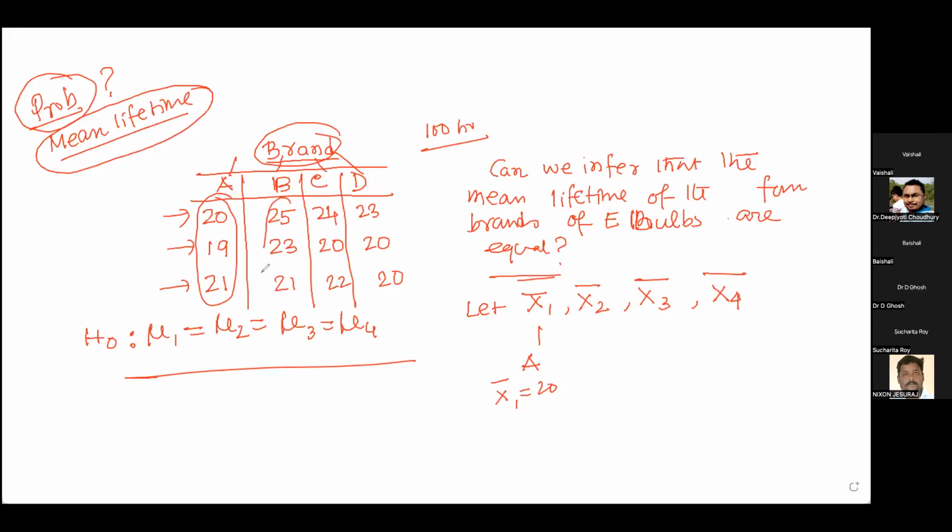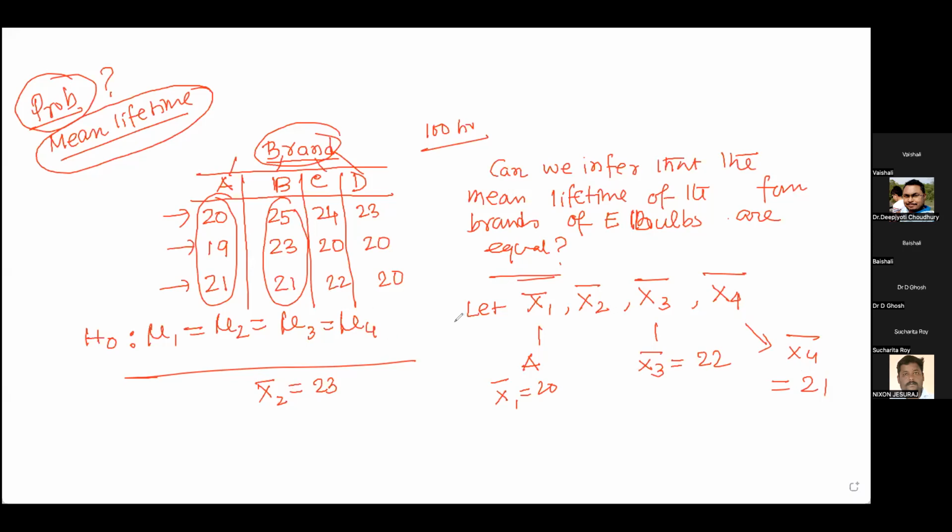Similarly, the mean from here, which we will be calculating as X2 bar, how much will be the value here? 23. 23. Very good. And from here, what will be the value? 20. 22. And from here, what will be the value? 21. 21.